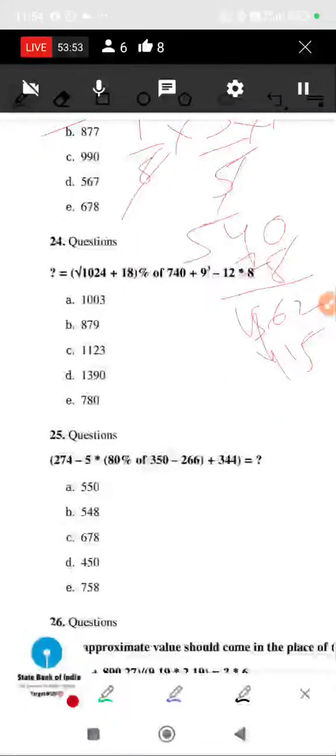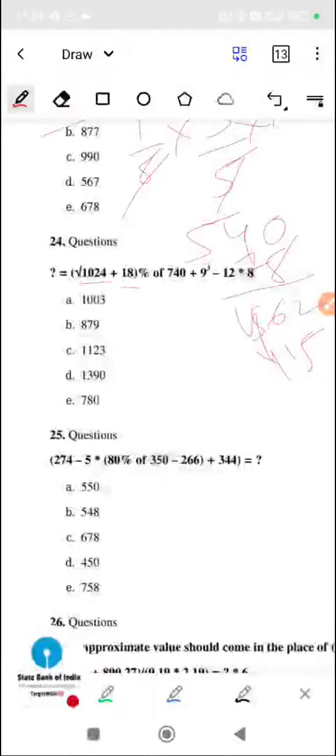So let's do 24th question. Here 24th question has 1024 plus root over 1024, which will be 32 plus 18, which will be 50 percentage. So 50 percentage means the answer will be half of 740, which will be 370.